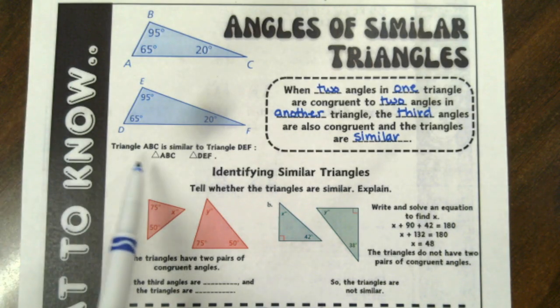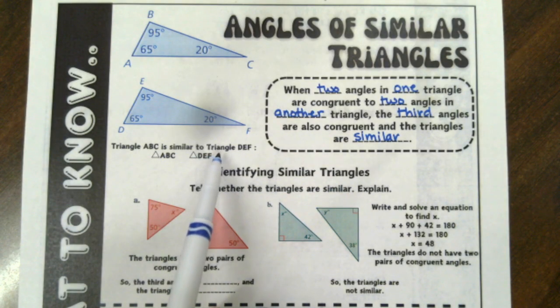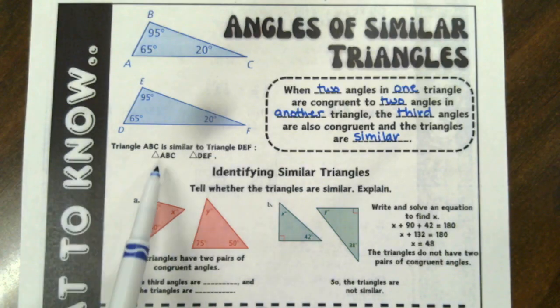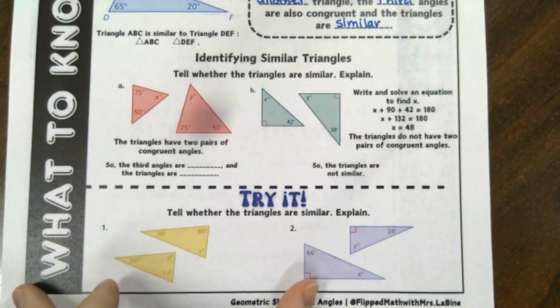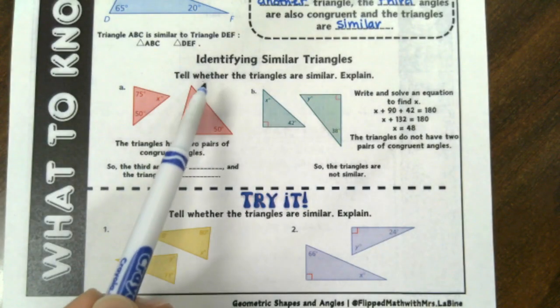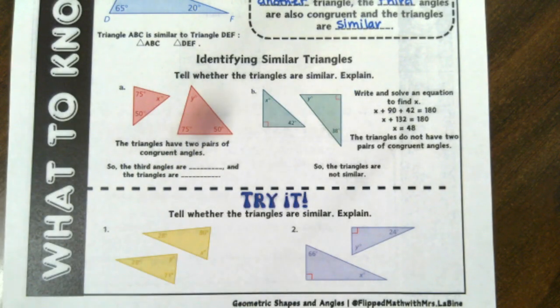So we learned that triangle ABC is similar to triangle DEF. And you would see that written like this: triangle ABC, triangle DEF. They are similar triangles. So let's see if we can figure that out down here. So identifying similar triangles. Tell whether the triangles are similar and explain.